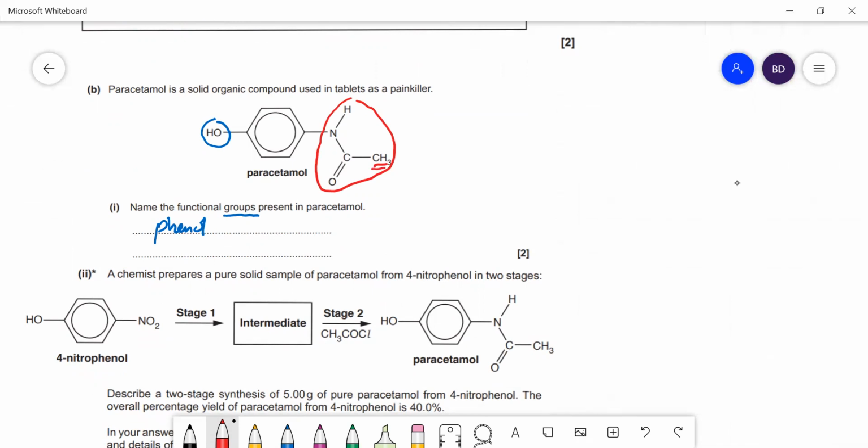So, sorry, it's not relevant. You've got a nitrogen next to a carbonyl, but because we've got this, it's not an amide, it's actually a secondary amide, isn't it? Because you've got another carbon there, which is attached to the nitrogen. So a secondary amide is the answer there.